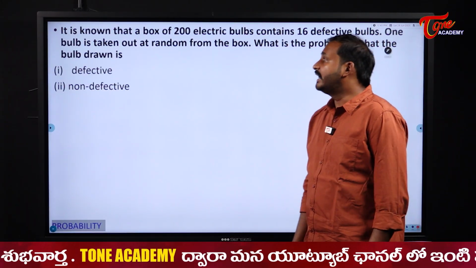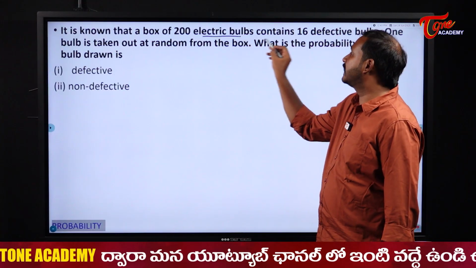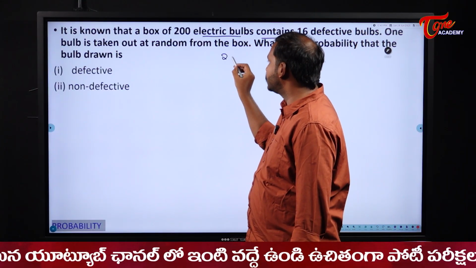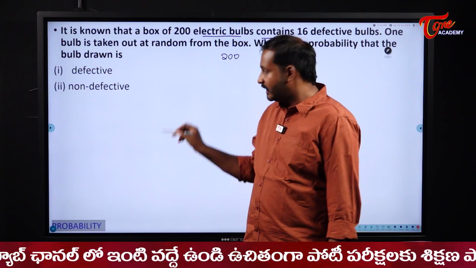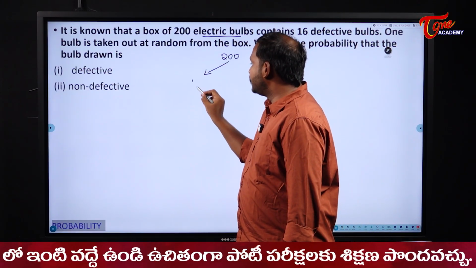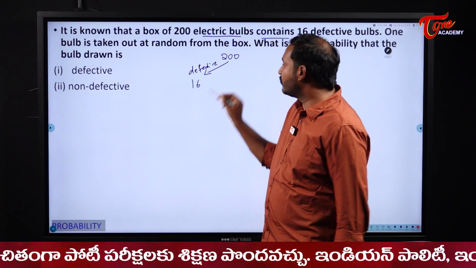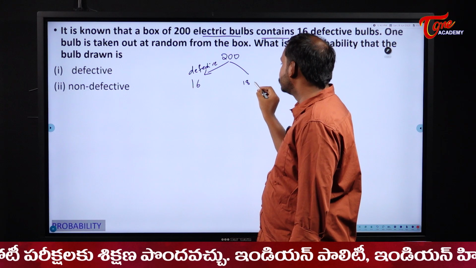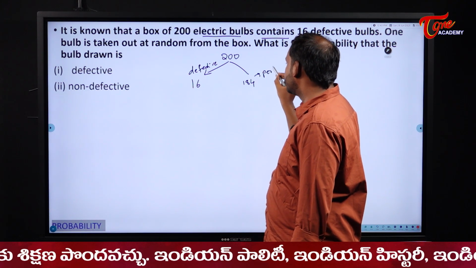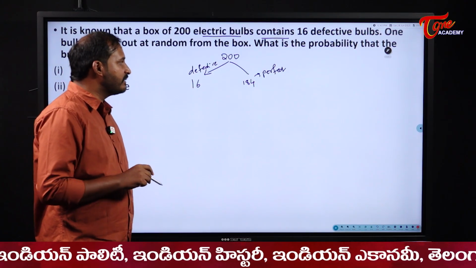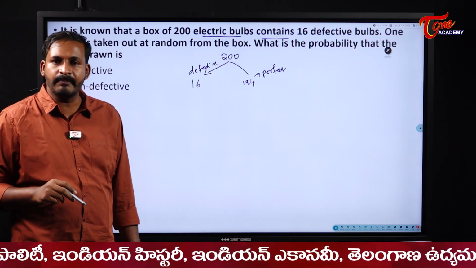Next one. It is known that a box of 200 electric bulbs contains 16 defective bulbs. That means in that box there are 200 bulbs in total, and 16 are defective. Then what about the remaining 184? They are perfect, right? So out of 200, if 16 are defective, the remaining 184 are perfect ones.